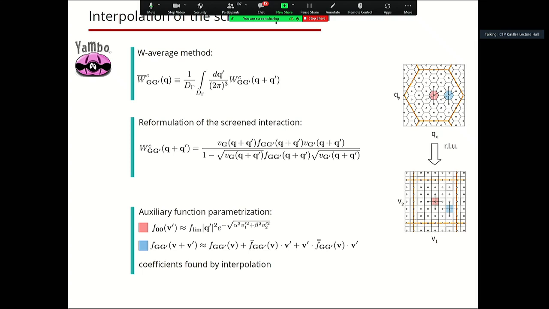Thus the procedure is this one. First of all, we write the correlation part of the screened interaction in this way, in terms of an auxiliary function. Then we interpolate the auxiliary function between the numerical point and its nearest neighbors in reciprocal lattice units.